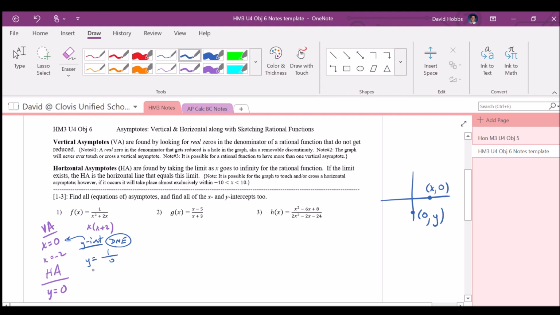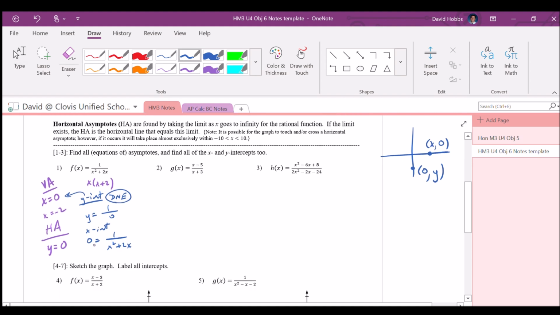Now if I want the x-intercept, we plug in 0 for the y. 0 equals 1 over x squared plus 2x. Now, how can a single fraction equal 0? Only if the numerator equals 0. Can 1 equal 0? No. And so there is no x-intercept for this. I mean, if we tried cross multiplying, we get 0 equals 1, and that's not true either. There's no x-intercept for this one. So there's no y-intercept, there's no x-intercept. Okay, let's pick up some speed here on the next one.